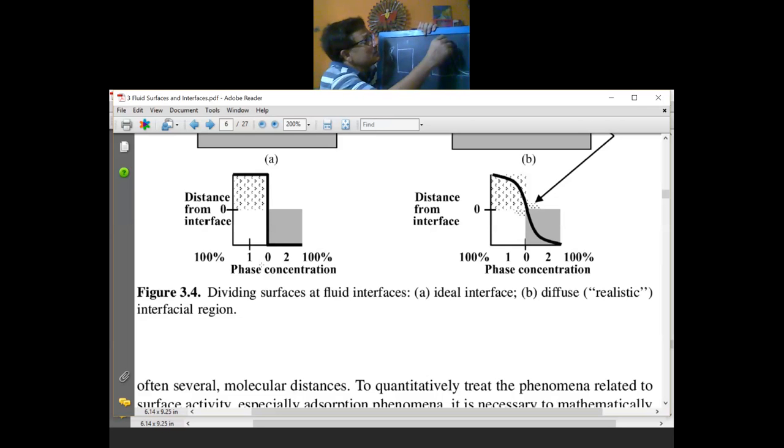So in this region the chemical potential is uniform, and in this region the chemical potential is uniform. So what is the chemical potential difference at the surface or at the interface? If I can calculate it, I will be able to determine the surface excess. Let us quickly go over there.